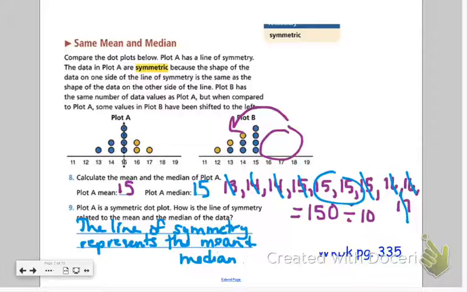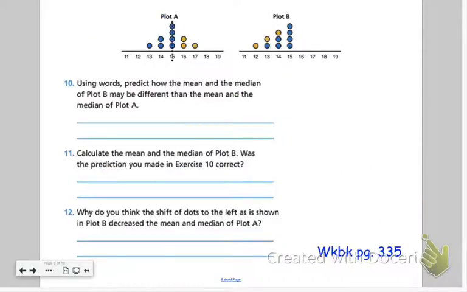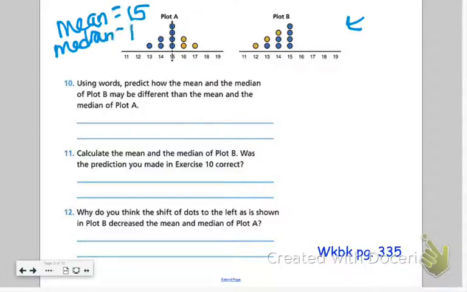Let's move on to the next number 10. It says, using words, predict how the mean and the median of plot B may be different than the mean and the median of plot A. So this is your own response. What do you think would happen to the mean and the median if we start looking at plot B now? So remember, the mean over here was 15, and the median was also 15 over here. Do you think that would be the same in plot B?